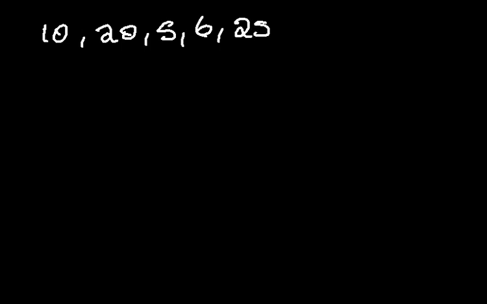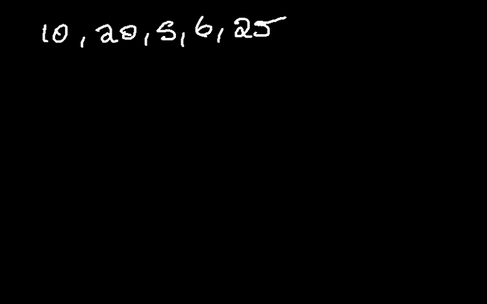So this video discusses how we can find the mean or the average for ungrouped data and also that of the grouped data. Now let's say we have data values: 10, 20, 5, 6, 25. What is the average or the mean for this data value?